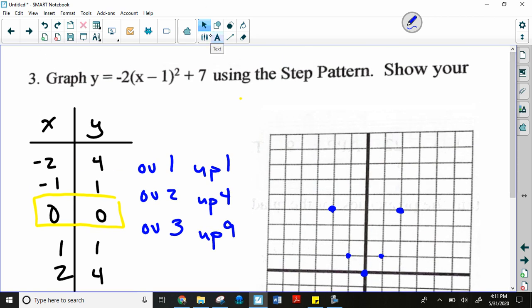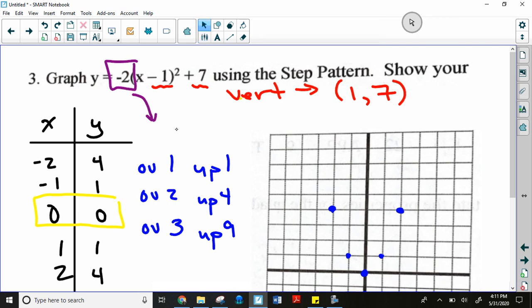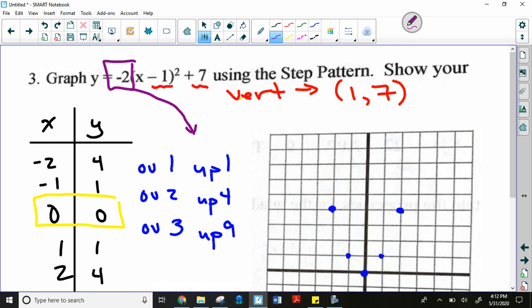When we're given vertex form, we have our vertex right here. The vertex is going to be at +1, +7. And then you've got something that's changing the step pattern. So this is going to change 2 parts of my step pattern. I want this arrow to go over here because it's on the outside of the function, so it's only affecting the y's.